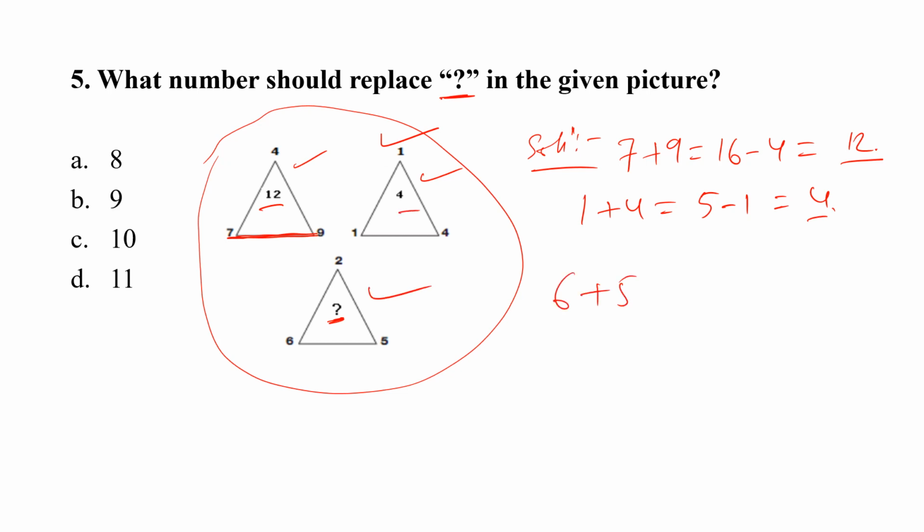6 plus 5 equal to 11. If we minus it with this number, we will get 9. So therefore the correct option here is option B, that is 9. So this number will be 9.